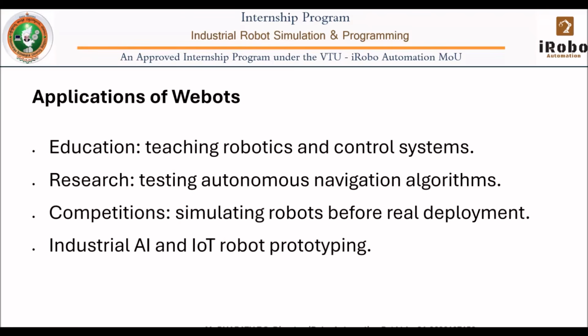So that is an advantage. When it comes to applications, mainly education, so currently we are also using it for education: teaching robotics and control systems, research, testing autonomous navigation algorithms, for example, a line following robot or a wall or obstacle avoidance robot. Okay, so there are many different types of applications, and even a robotic arm can be simulated. Okay, and for competitions, we can use this software for student competitions, and integration of AI and IoT is also possible, so that we are going to demonstrate in the sections.